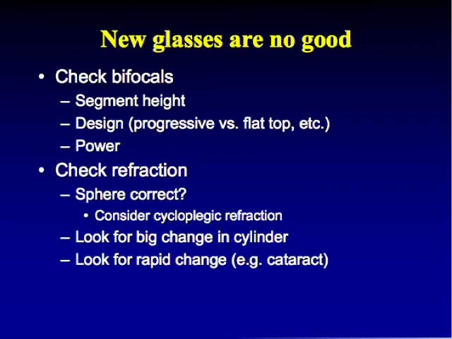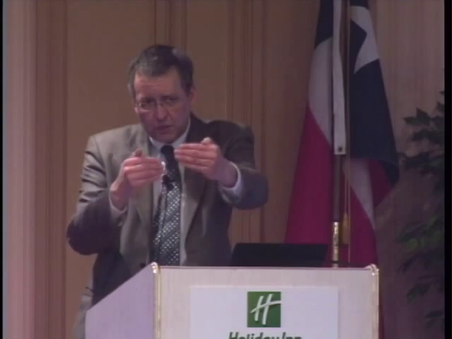Check the refraction. Look for cycloplegic refraction because maybe they've been over-minused. Look for a big change in the cylinder, and look for a rapid change such as cataract, and then that throws us into that whole differential diagnosis. All these things are sort of things that you kind of know. You would know when you're sitting in front of a patient, but you might not know when you're sitting in a hotel room across the table from someone who has a book that has the answers in it.